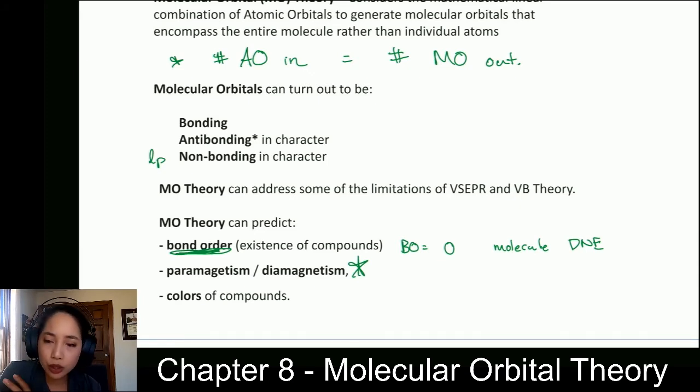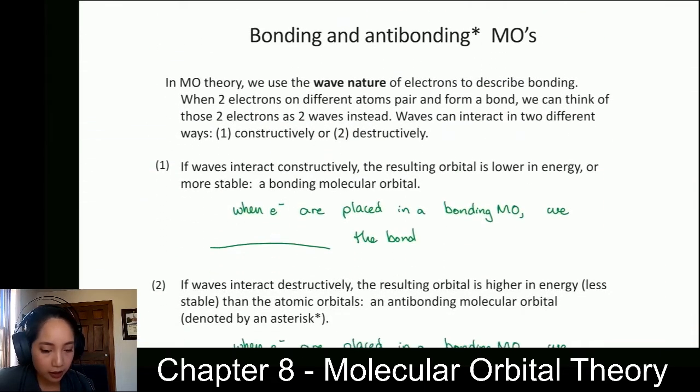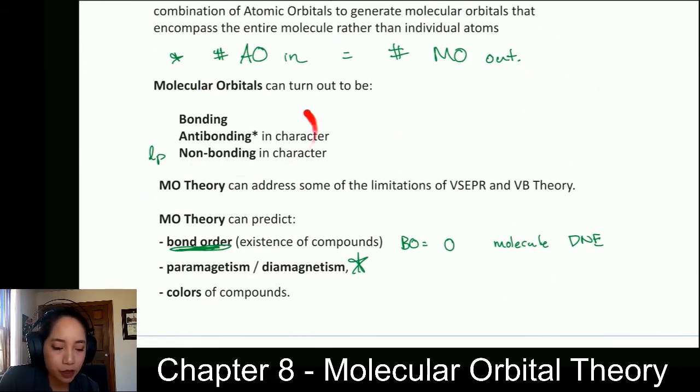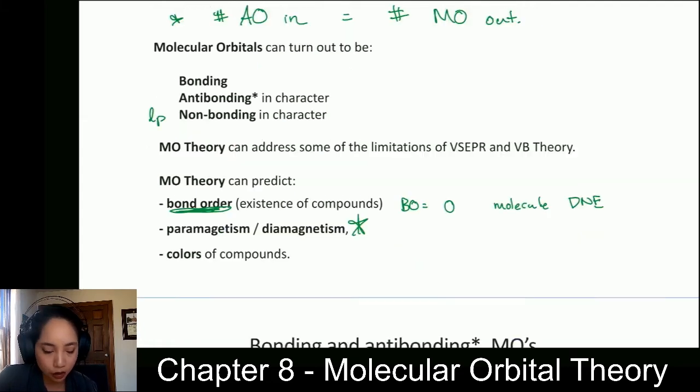And also what you can do using molecular orbital theory is predict colors of compounds, which is pretty cool. That's where a lot of inorganic chemistry comes into play. You can see cool colors of different transition metal compounds. All right, so let's think back to the different types of molecular orbitals that I just introduced.